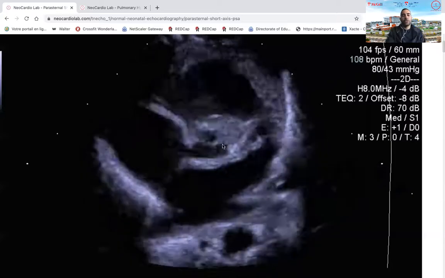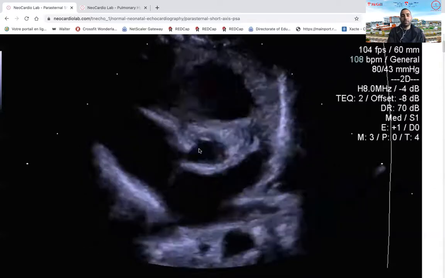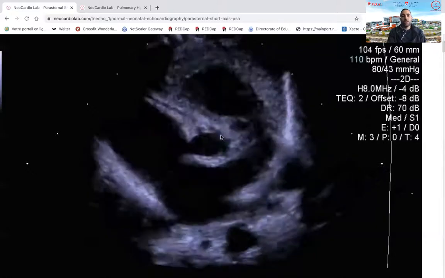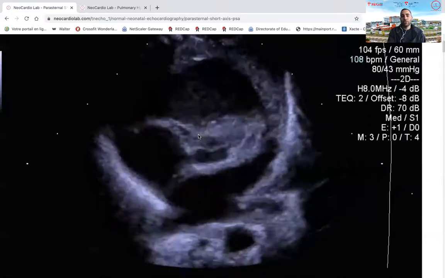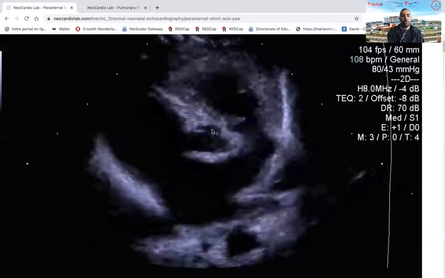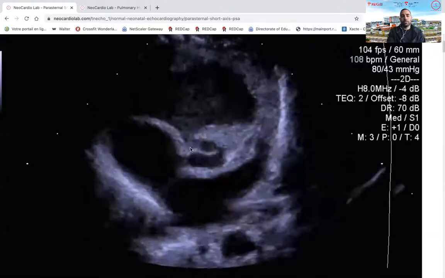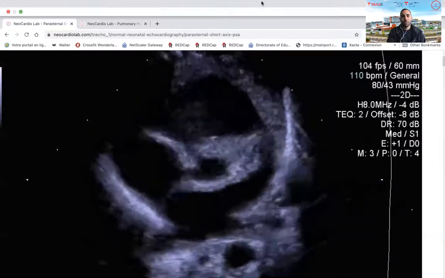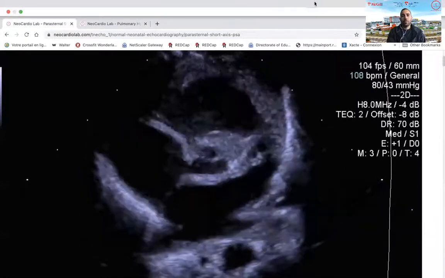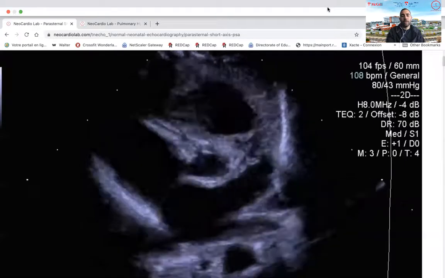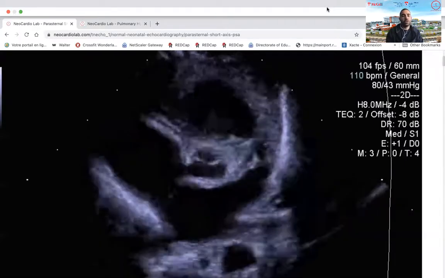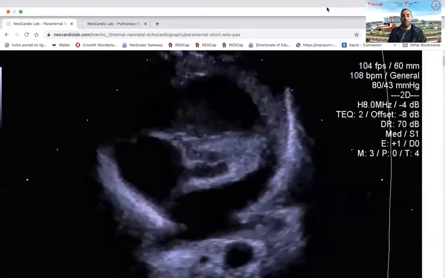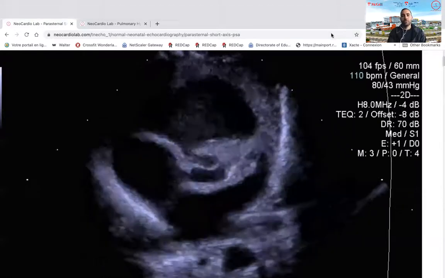And I think here you can appreciate the three cusps of the aortic valve, and you can appreciate that it's not a perfect circular structure, but rather something in between a triangular and circular structure. We will be talking today about some of the anatomical information as well as some of the functional information that we can obtain from the parasternal short axis view.